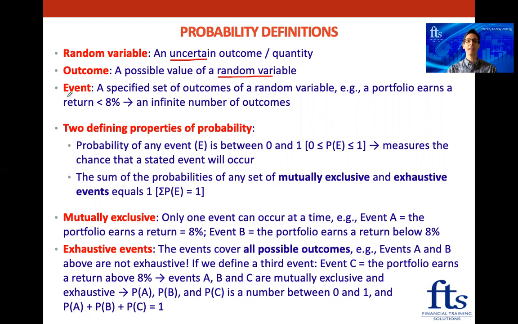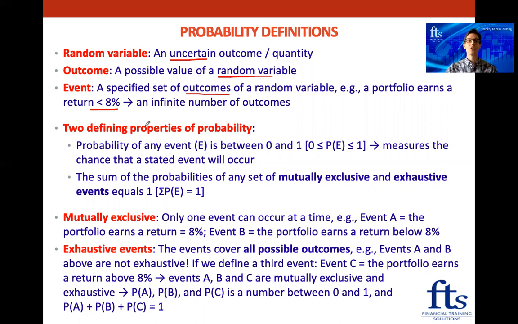And then an event, this is a specified set of outcomes of a random variable. So for example, let's say a portfolio earns a return of less than 8%. Now here, we've got an infinite number of outcomes because we could get 7% here or 6% or 5% or 5.5% or 5.75%. So there we can see we have an infinite number of outcomes.